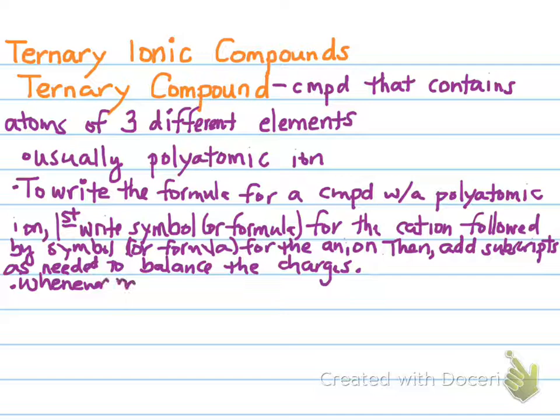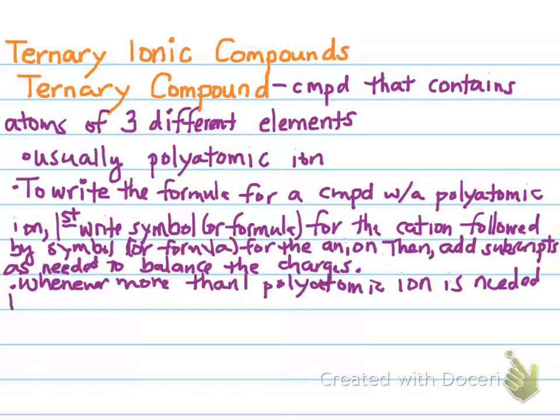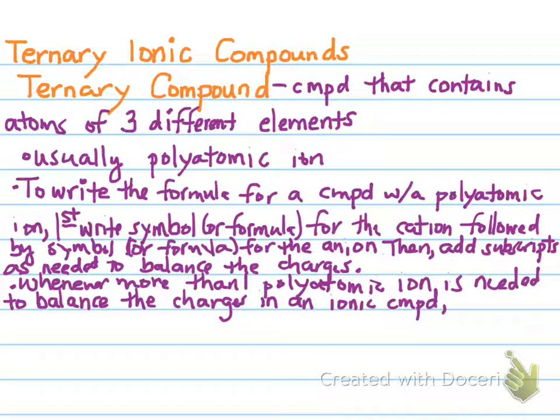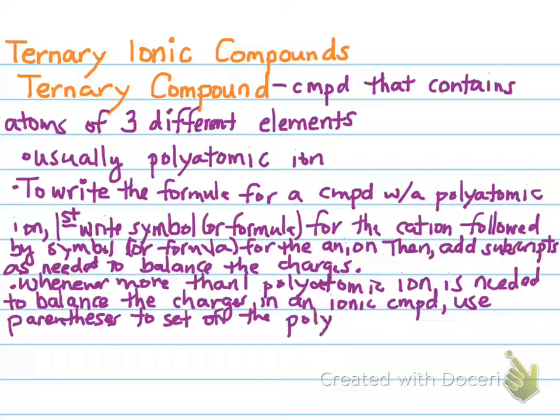Whenever more than one polyatomic ion is needed to balance the charges in an ionic compound, we use parentheses to set off the polyatomic ion in the formula.